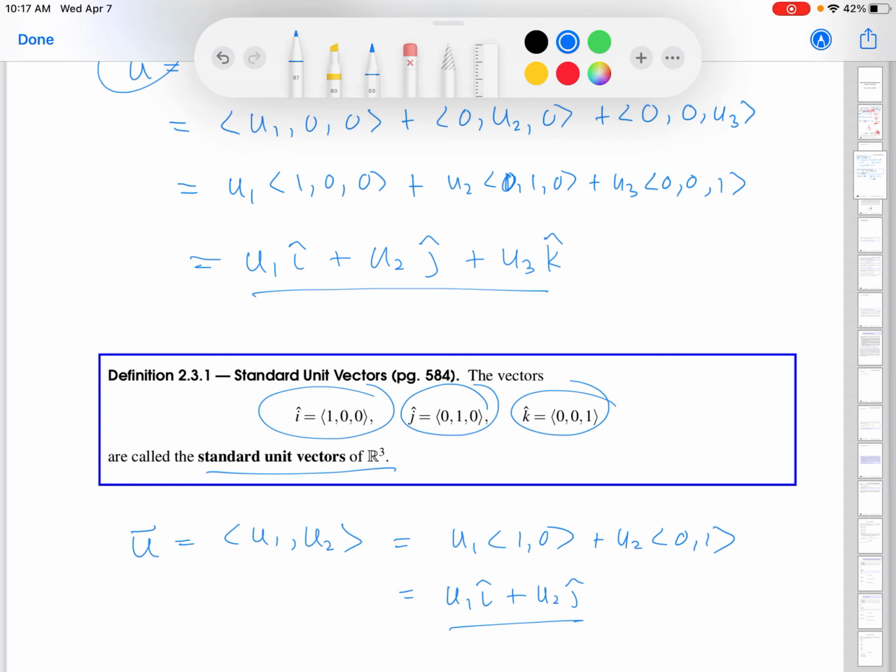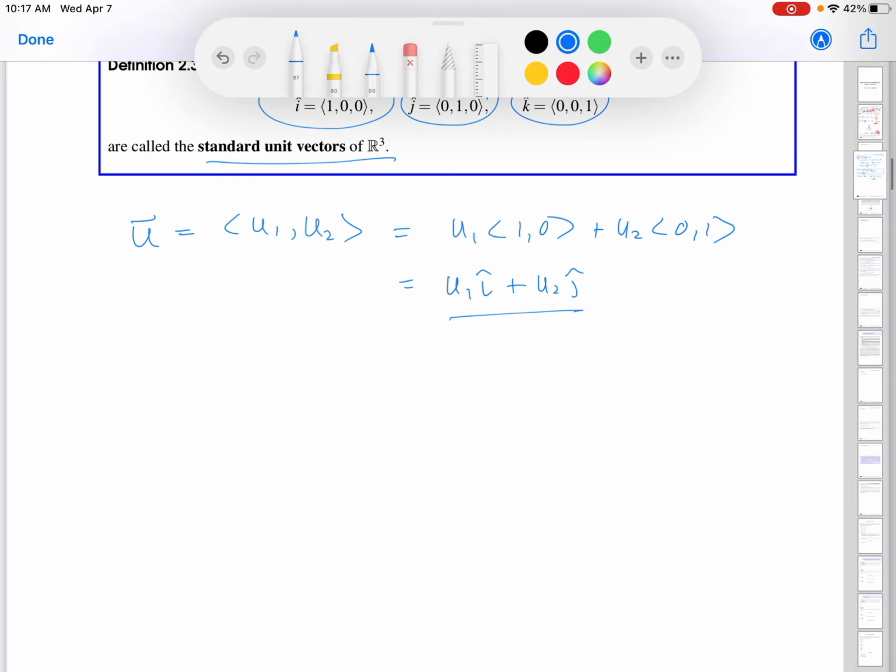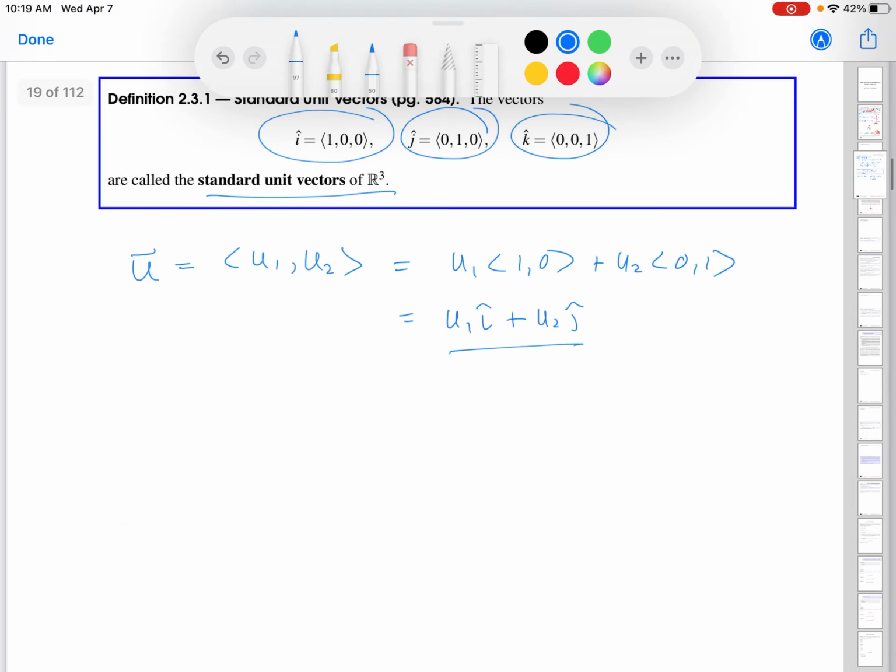Okay, so what we've just shown is that we can re-express any vector in R3 or R2 in terms of a sum of multiples of unit vectors. And that should make sense in a way, and I'll explain that very visually in a minute, but let me focus on the unit vectors themselves. So let's talk about those unit vectors.